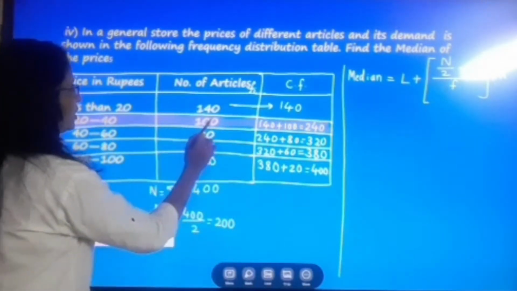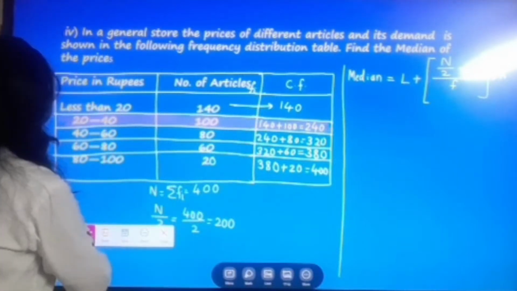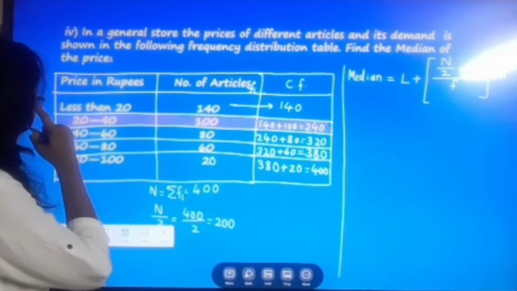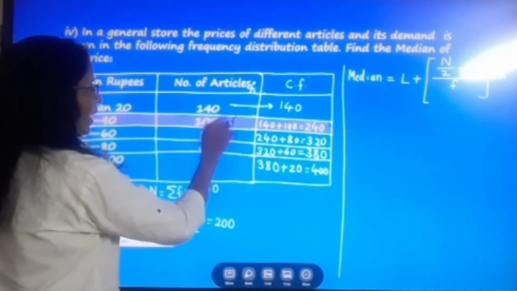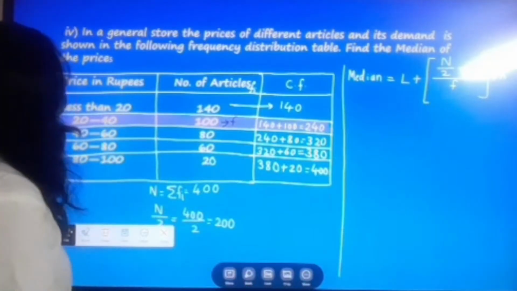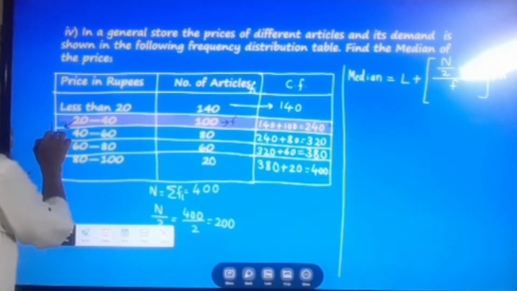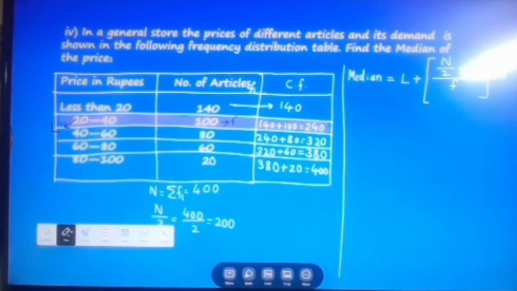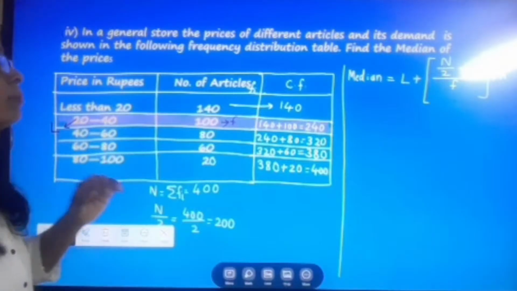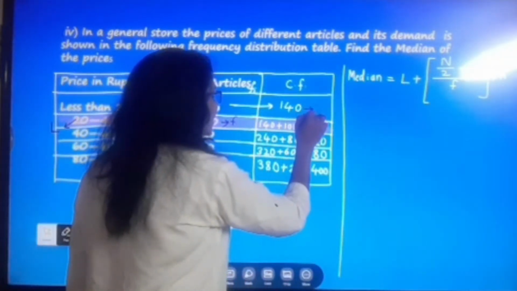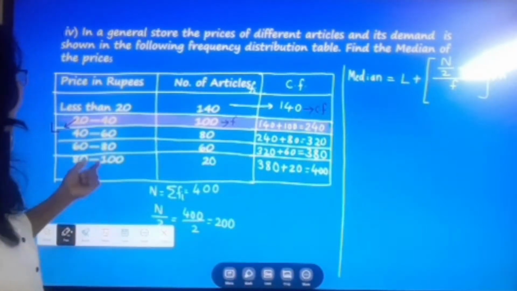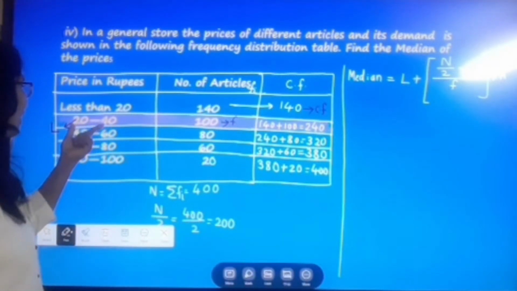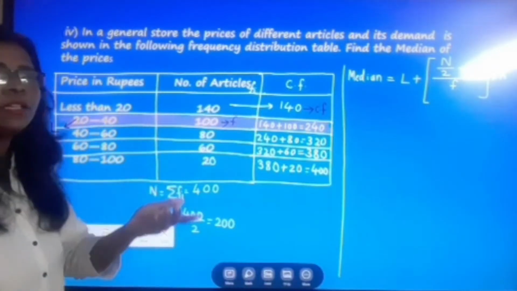So now here we choose this class interval and the frequency. Here I write down that this is the f value of students. This is the lower limit of the class. This is 20. That 20 is the lower limit of the class. Now here the cumulative frequency, that is this one, 140. And what about h? That is the difference between these class intervals, that is 40 minus 20, and that is equal to h.